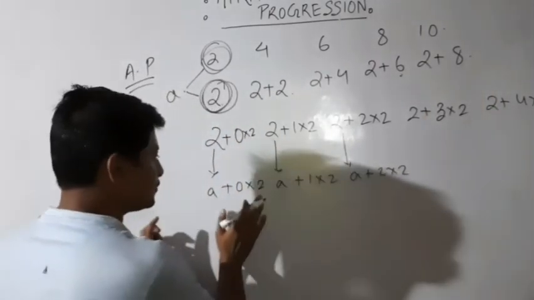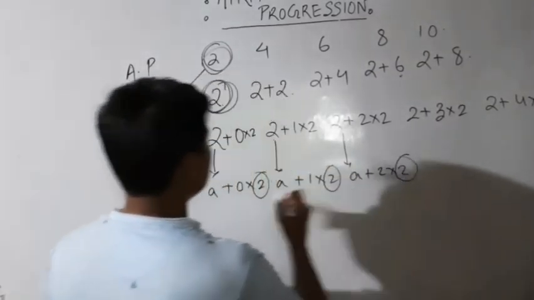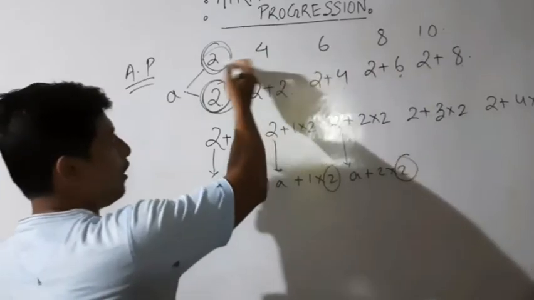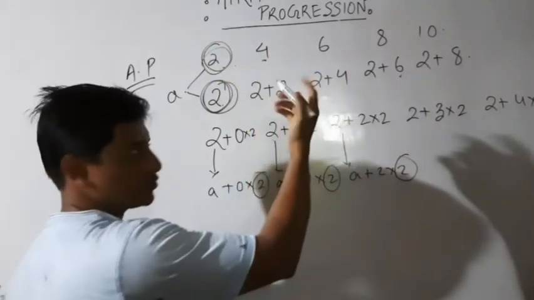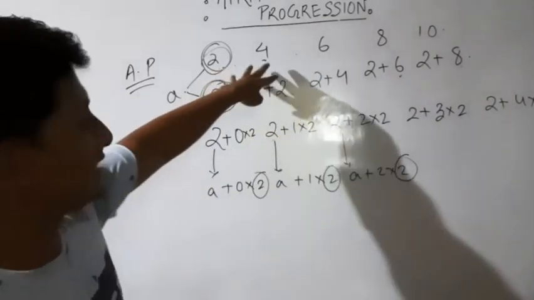Okay, now come to this part. This particular 2 actually means the difference between them. See, the difference between these two numbers is 2. Here also the difference is 2. So this 2 is actually representing the difference between them.